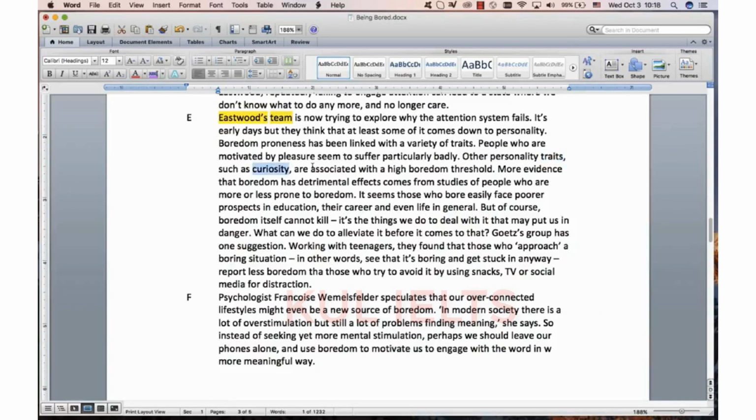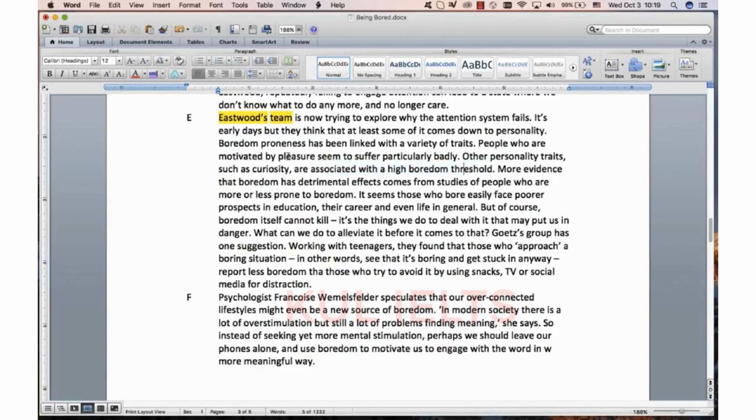and there is an example of a characteristic, are associated with a high threshold. This is actually positive. It's difficult language. It means they can handle boredom well. They have a high threshold. So it wasn't easy to find. You know you were looking for uncountables. You know you were looking for a contrast. That helped you with the contrast. You know you were looking for people, and you know you were looking for something negative and then something positive.